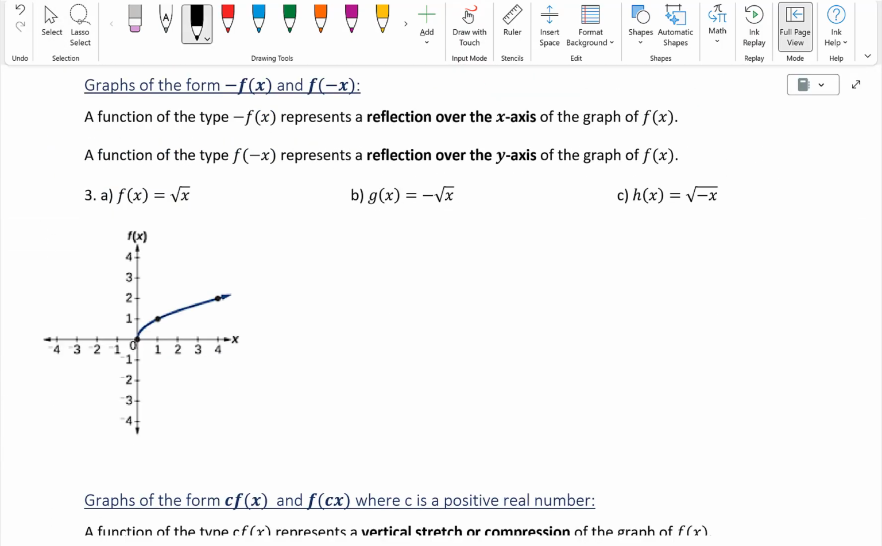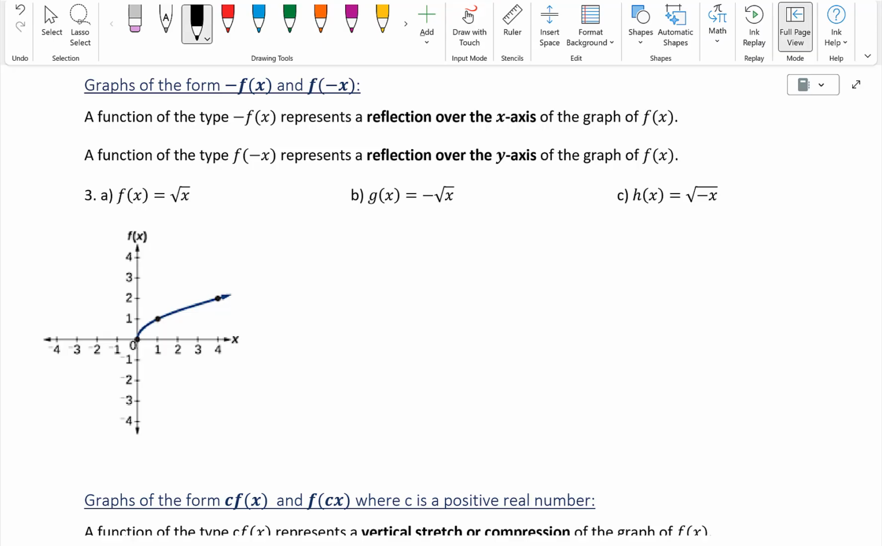For graphs of the form minus f of x and f of minus x, we're working with reflections. If we multiply outside, so a function of the type minus f of x, we reflect over the x-axis. It's maybe opposite of how you read it, but it's changing all the y values, right? If we're multiplying outside, and if a positive y becomes negative, we've reflected or moved over that x-axis. Alternatively, if the minus is inside, it's affecting all the x values. So it's happening on x before we take the function value or take the absolute value, or before we square, before we take the square root. So it's changing all the x values. So it's going to flip over the y-axis.